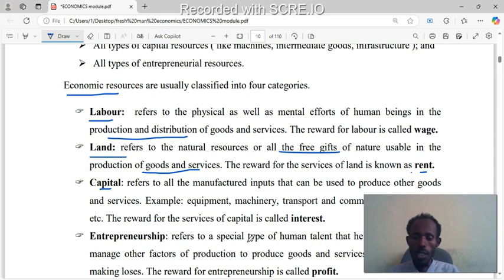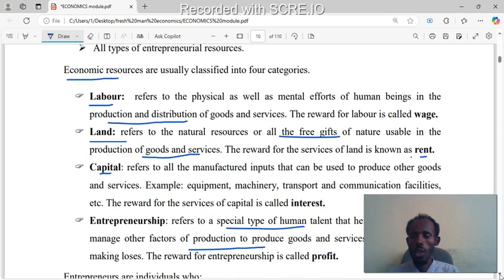Entrepreneur is a special type of human talent that helps to organize and manage other factors of production to produce goods and service, and takes risk of making loss. So this is the definition of entrepreneurship. Not only does it have the ability to organize and manage other factors of production, it also takes risk of making loss. This is what an entrepreneur is. So the reward for entrepreneurship is profit.